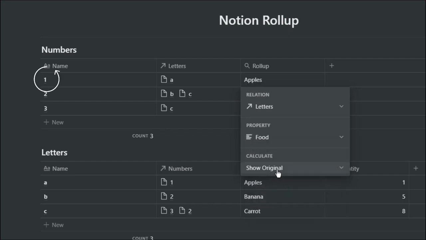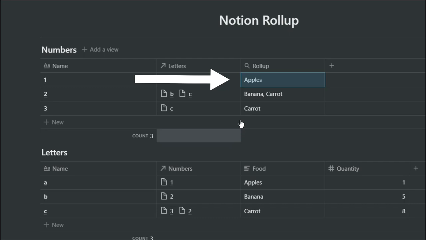So if we select food as the property from the letters database, what we're asking the numbers rollup to do is look at the letters database and tell us the food property for the relation. So number 1 is related to letter A, and in the letters database, letter A has food which is labelled apples, because that's the property we asked the rollup to show us. Then you can see number 2 is B and C, and the food for B and C is banana and carrot, because that's the property rollup we've asked it to show.